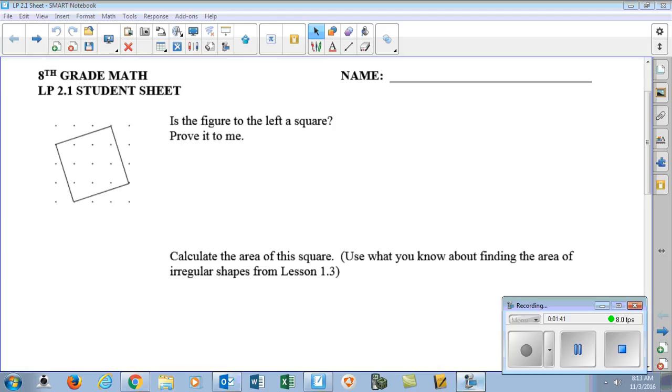If you do get done with this before the 7 minutes is done, try to see if you can then use what you learned from 1.3 and calculate the area, which is the actual next question.